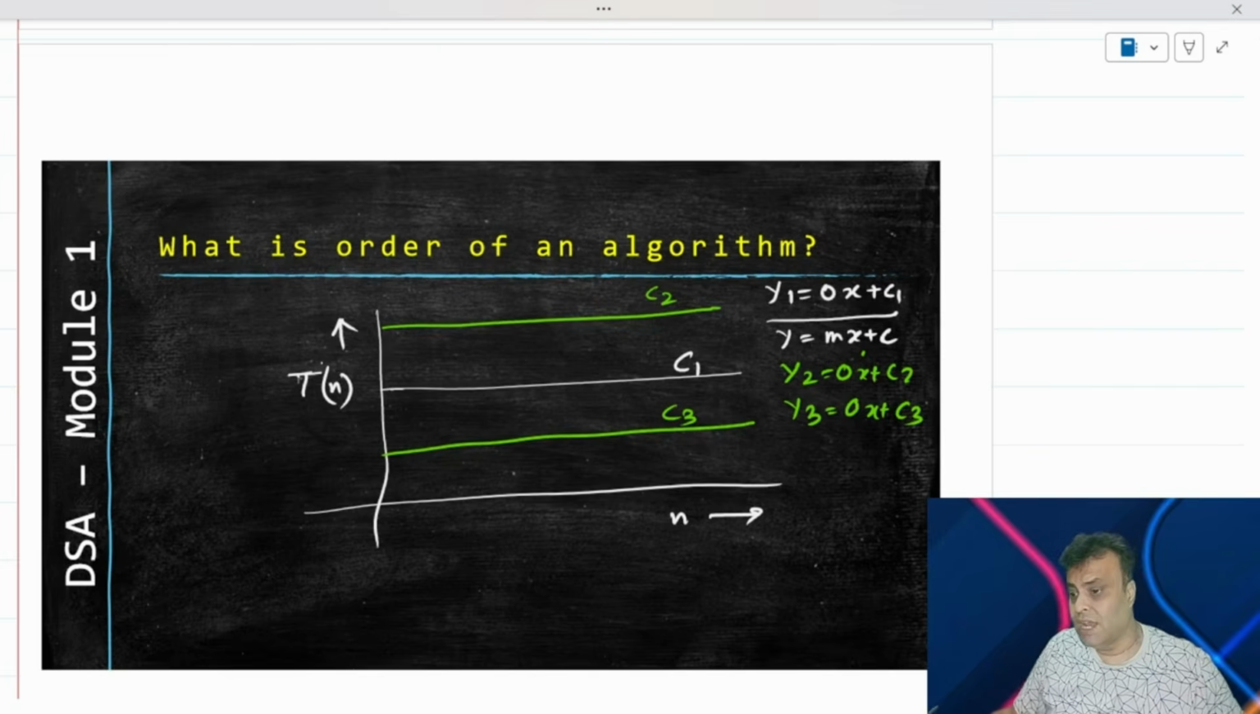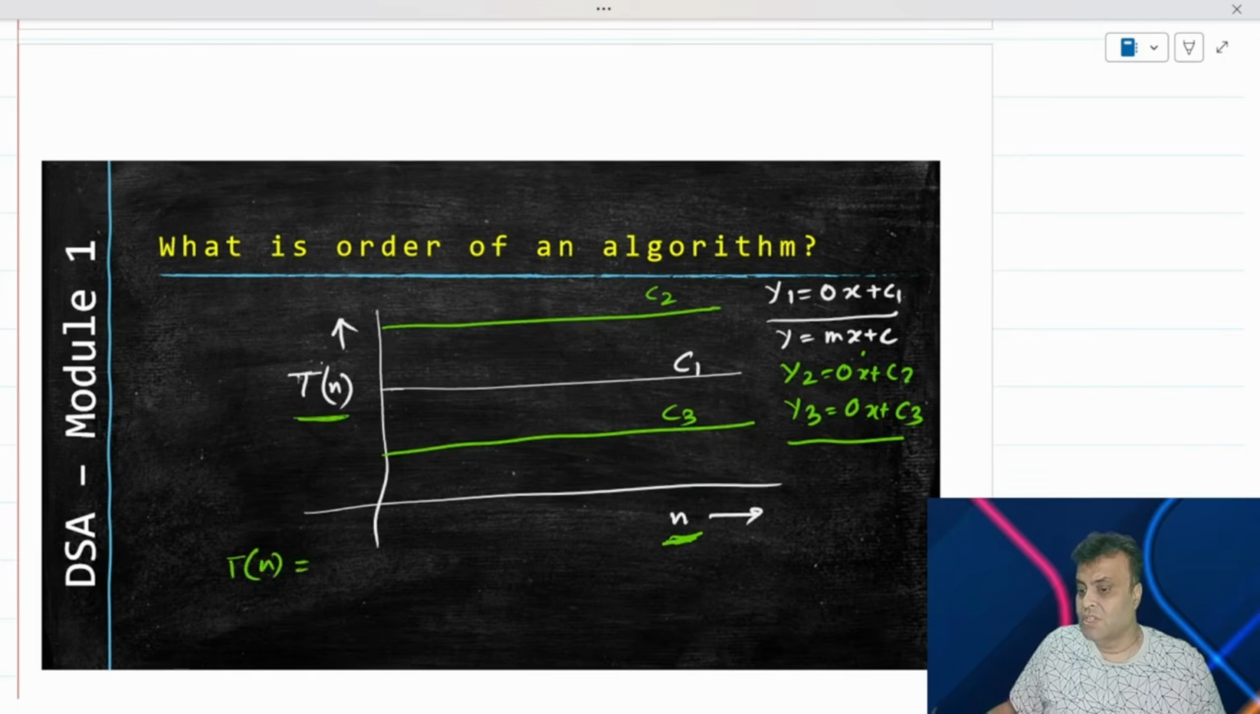And if we can say that, can we say that y1, y2 and y3 are executing in a constant amount of time and they do not have any relevance to n? N is nowhere in the picture. Your Tn is not dependent on n. So Tn is always a constant k, right? Whatever that k is, it can be C1, it can be C2, it can be C3.